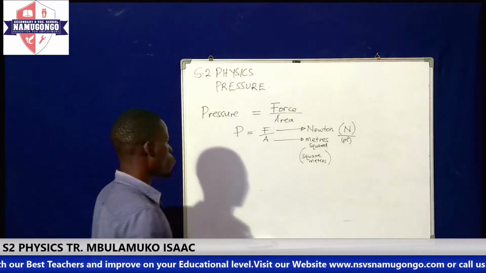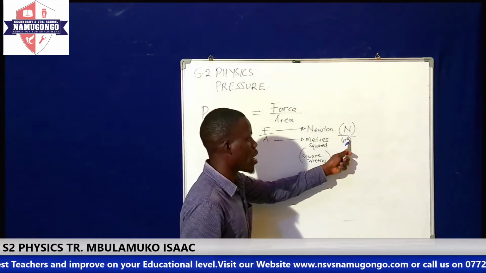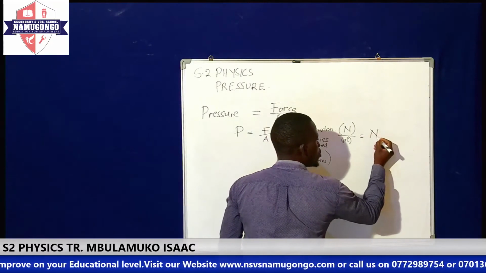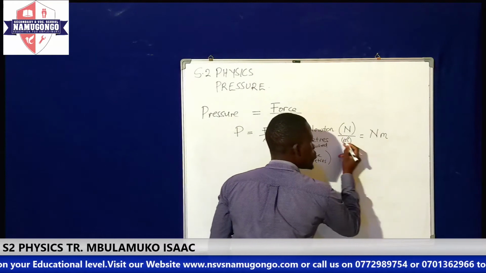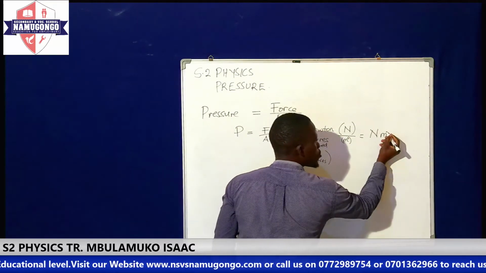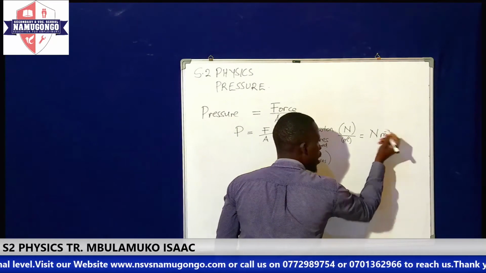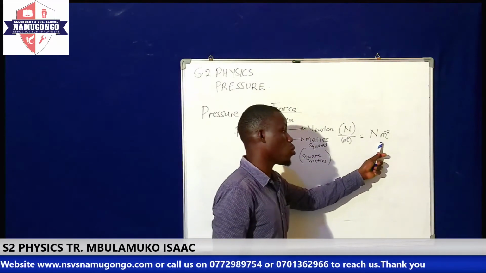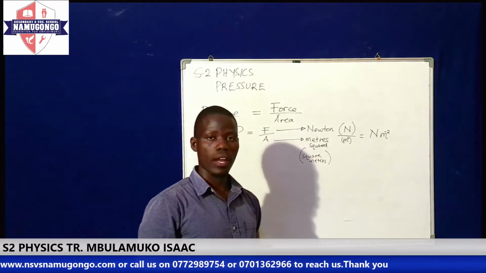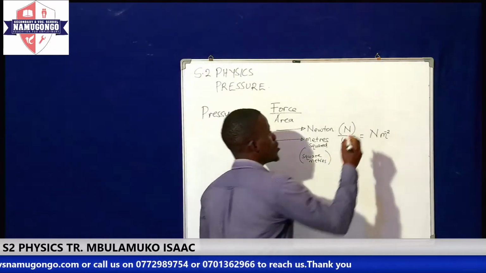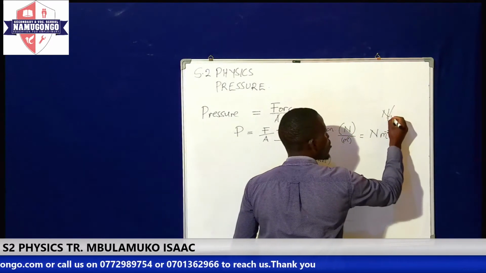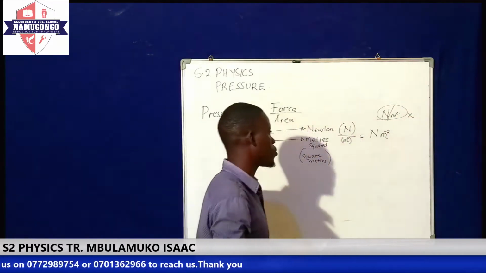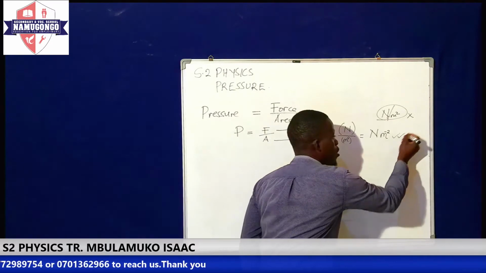In math, we know that whenever you are dividing, you take the denominator up, so the sign of our power becomes negative. And that's how we come about with Newton per meter squared. Remember, we don't now use this one. It is cancelled out. So we go with this format.